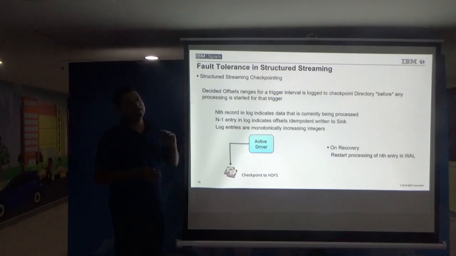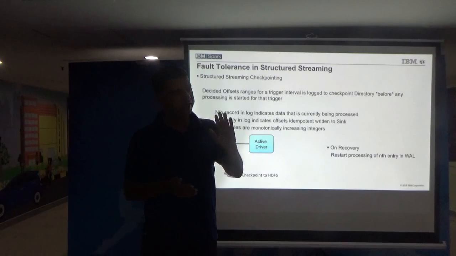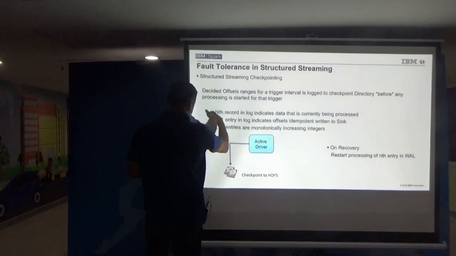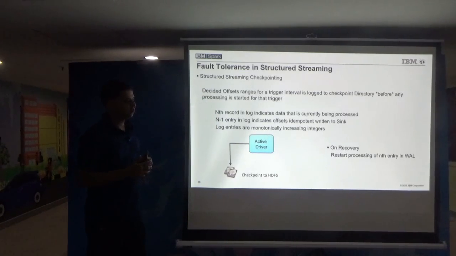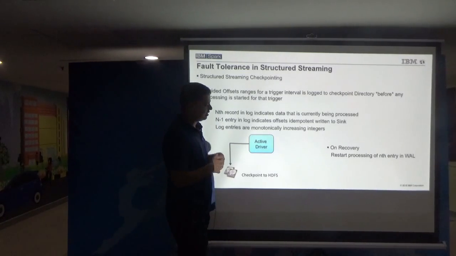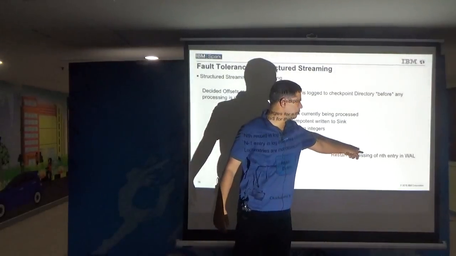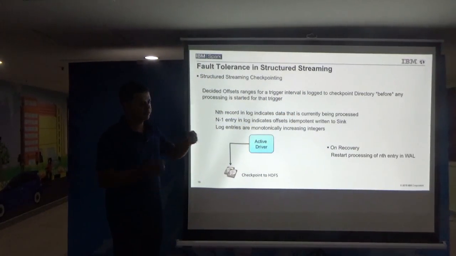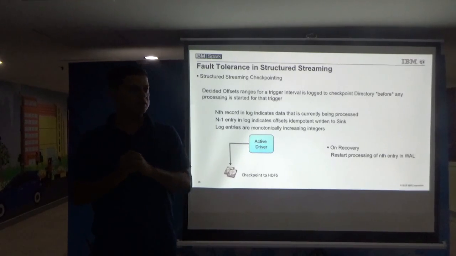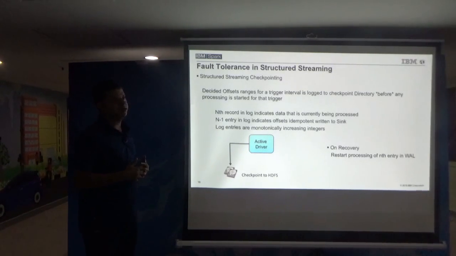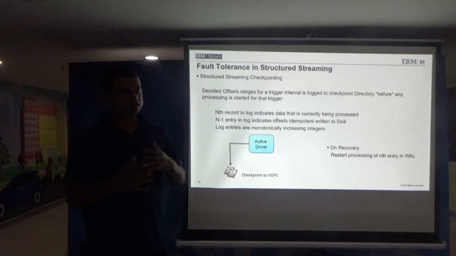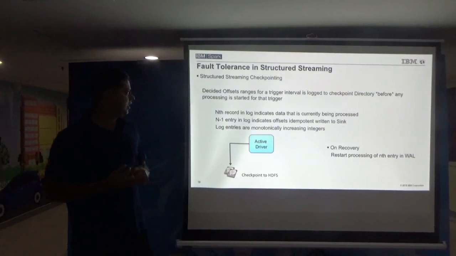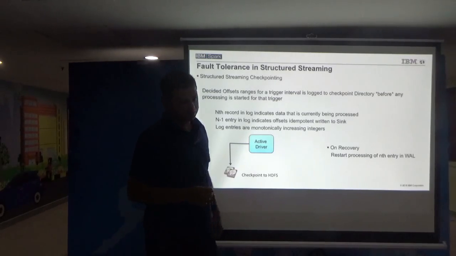The n minus 1 is the trigger interval data that's already written, and the numbers are monotonically increasing. Whenever a crash occurs and it is recovering, it starts reprocessing from the nth entry, because it knows the n minus 1 entry has been idempotently written to the sink, so it just takes the nth entry and rewrites it. So it's a little change, and I think it's simpler, but this is what they have done.